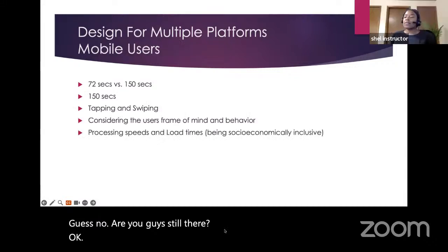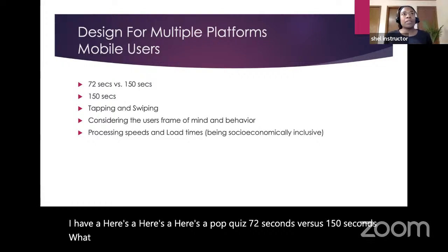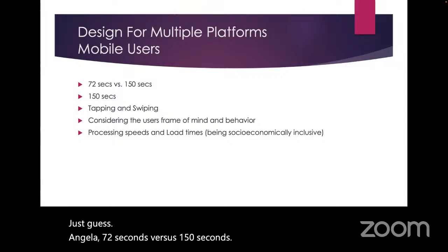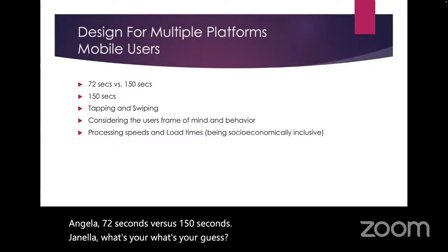Here's a pop quiz. 72 seconds versus 150 seconds. What do those two numbers represent? Just guess. Angela, 72 seconds versus 150 seconds. How long it takes to click on something? Janella, what's your guess? I was going to say the 2-click rule, or versus somebody leaving the site because they couldn't figure it out and the site losing money because of it.